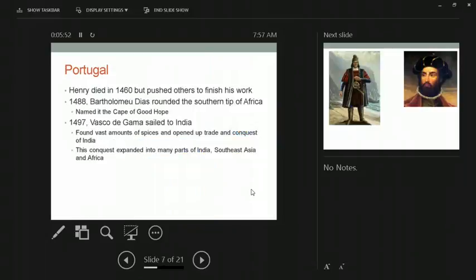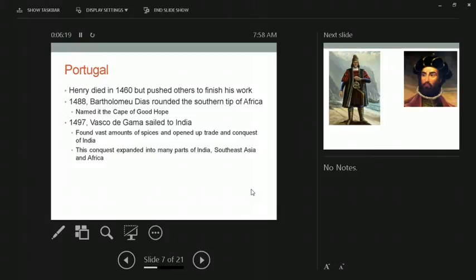And then, unfortunately, he dies in 1460, before we really get into this age of exploration. But others finish his work. The first one is Bartholomew Diaz, who went down and rounded the southern tip of Africa, which, if you've looked at the map, is a really long way from Portugal all the way to the southern tip of Africa. And actually, the southern tip of Africa has really terrible storms. So this is a pretty great accomplishment.